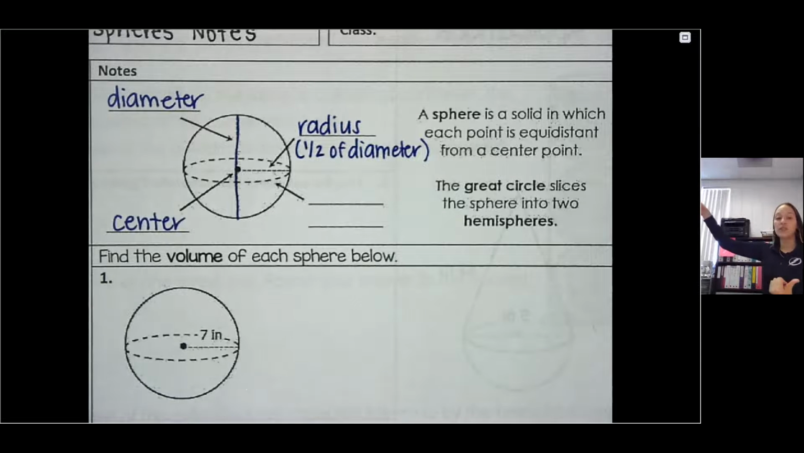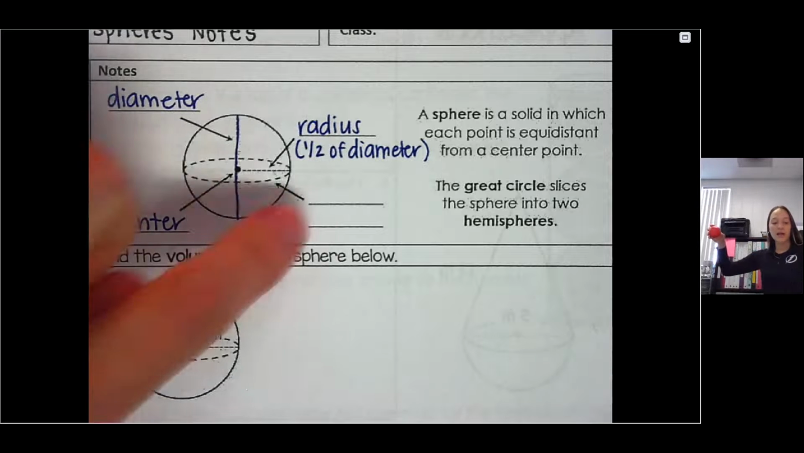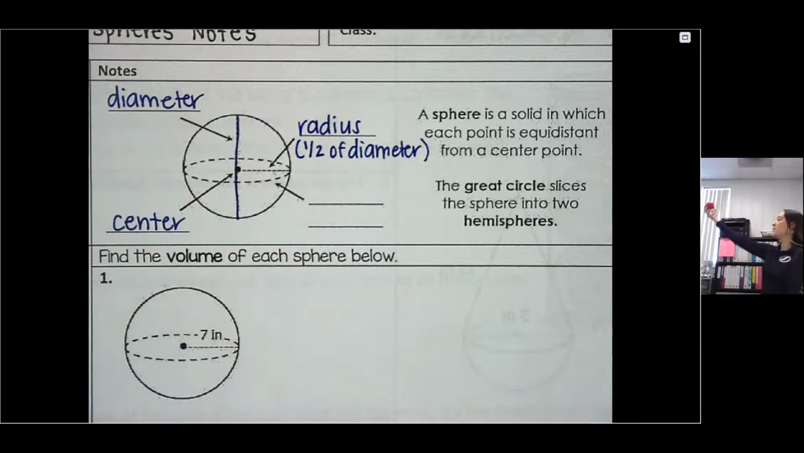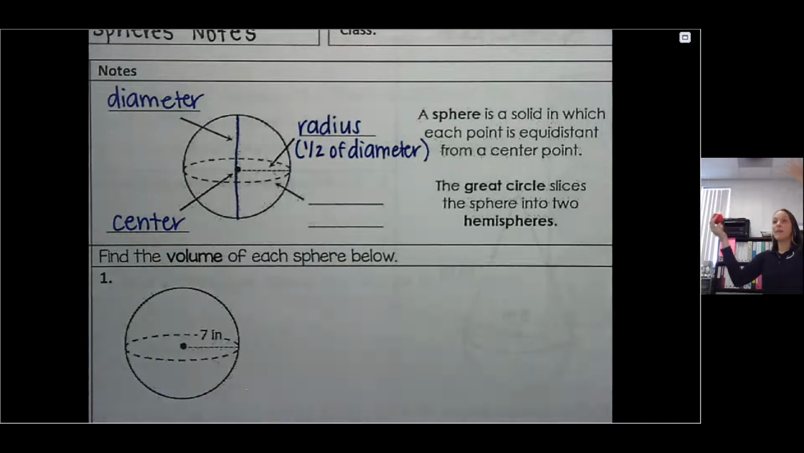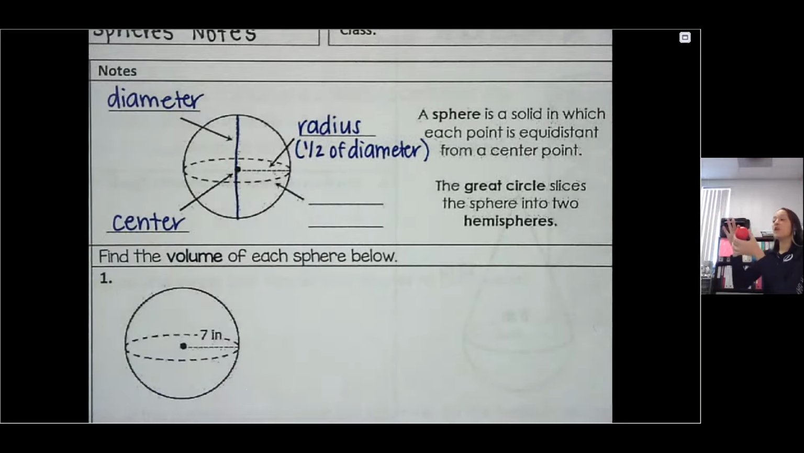In other words, if you look at this picture here, it kind of looks like this dotted line that goes all the way around. Essentially, it's taking my sphere and slicing it into my 2 hemispheres. So if you think about the world, the globe, what line would be our great circle? The equator, yeah. So that's the piece that's going to slice us in half. That's our great circle.